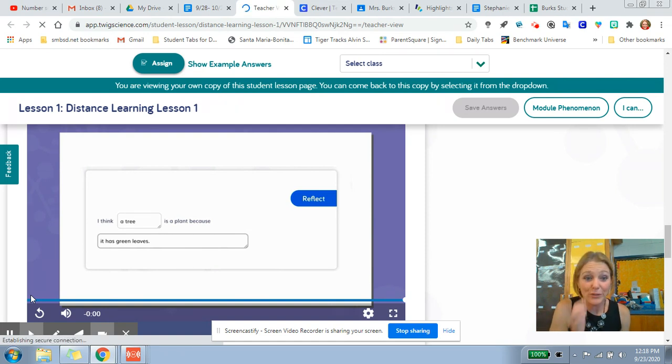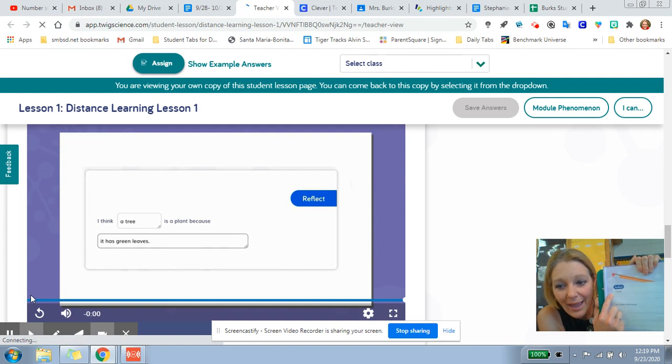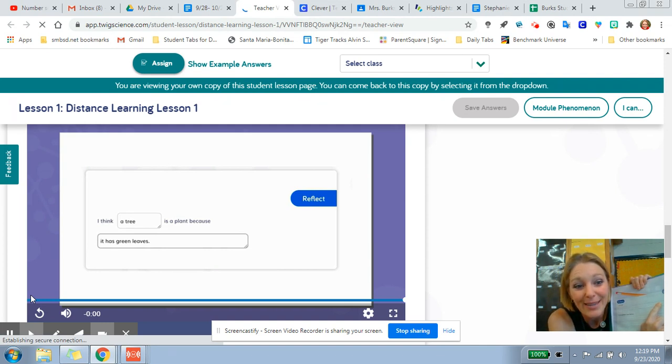Okay, so in her video, she said, I think a tree is a plant because it has green leaves. We are going to do this part together. It's a lot of writing for the beginning of kindergarten. So we're on page 16 in our twig book, and it says, I think, and then there's a blank. That's what we're going to write, what we saw in the nature walk, one of the plants that we saw. You could use this page to give you some ideas.